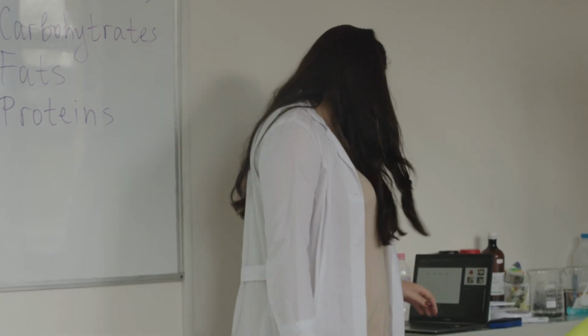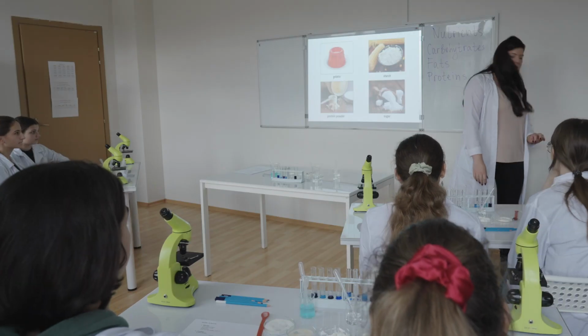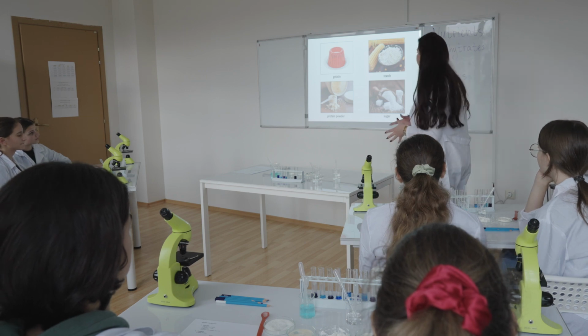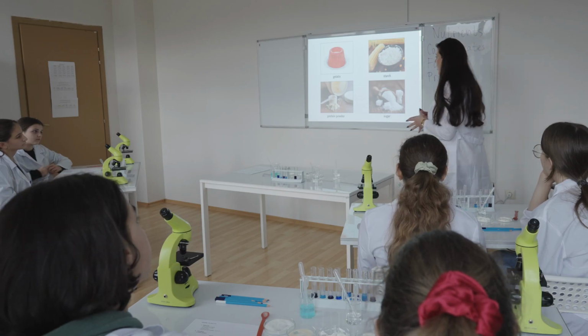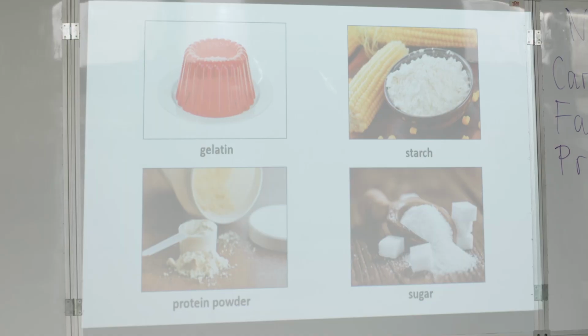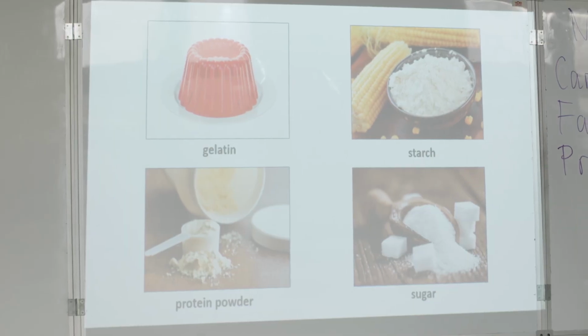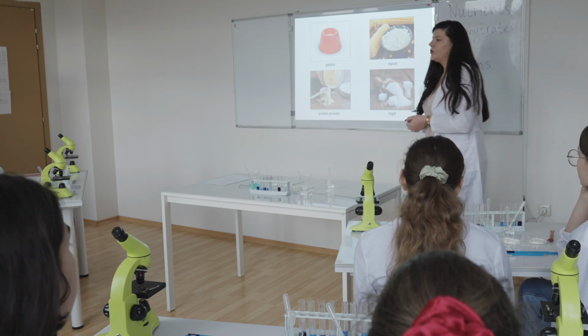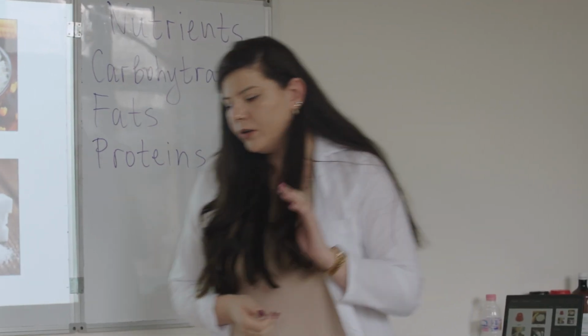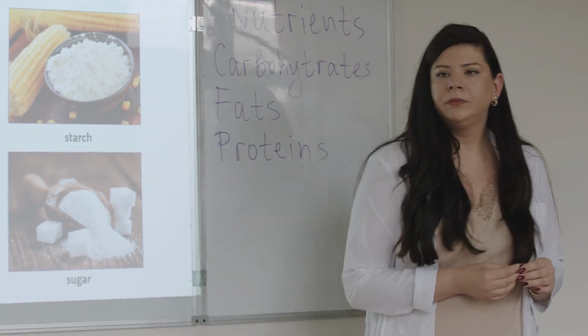Okay, so now I will show you what are those four substances. We have gelatin, starch, protein powder, and sugar. Two of them are proteins and the others are carbohydrates. Which are the carbohydrates? Lena? The sugar and the starch. The sugar and the starch, so those are going to be our negative reactions, right? And they are A and C.